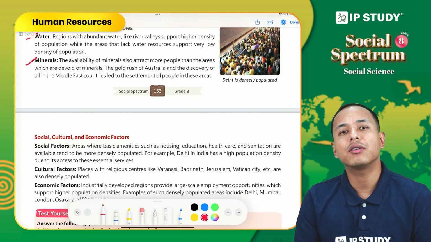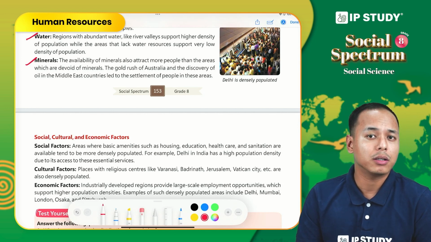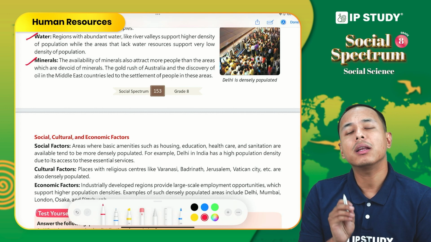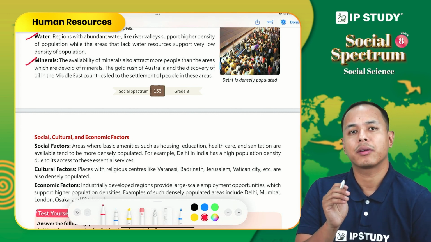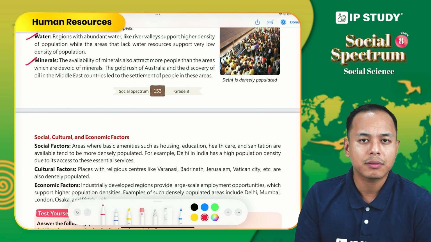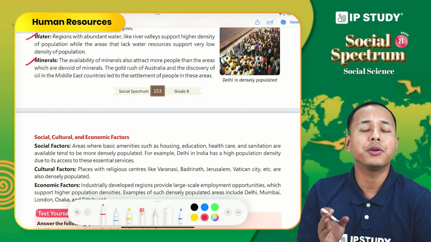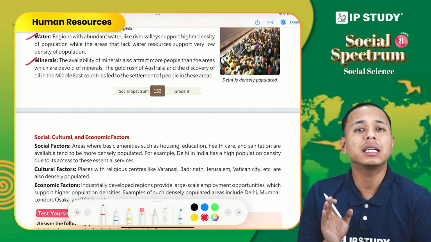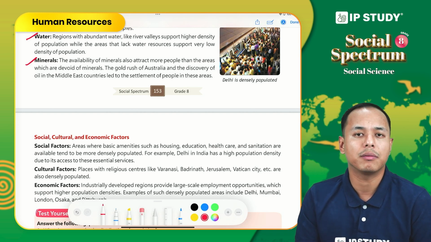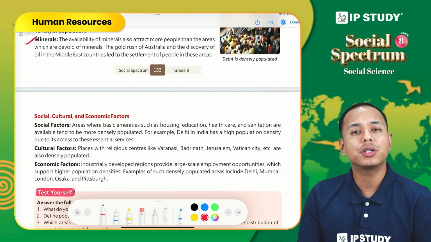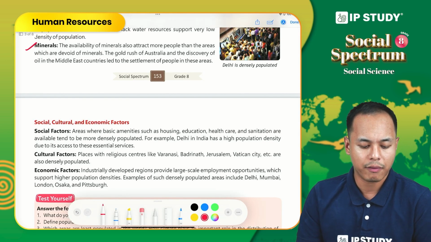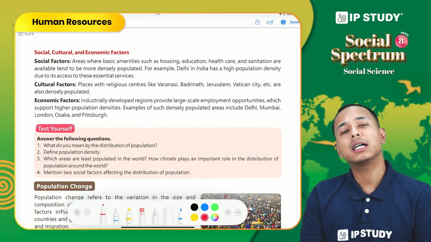Minerals. The availability of minerals also attracts people. In places where mineral resources are found, people tend to live there because there are job opportunities there also. Firstly, mining is there. Secondly, industries also tend to be established near the regions where raw materials or minerals are available. So, because of the job opportunities also, people tend to live near the places where minerals are available. So, these are the geographical factors.